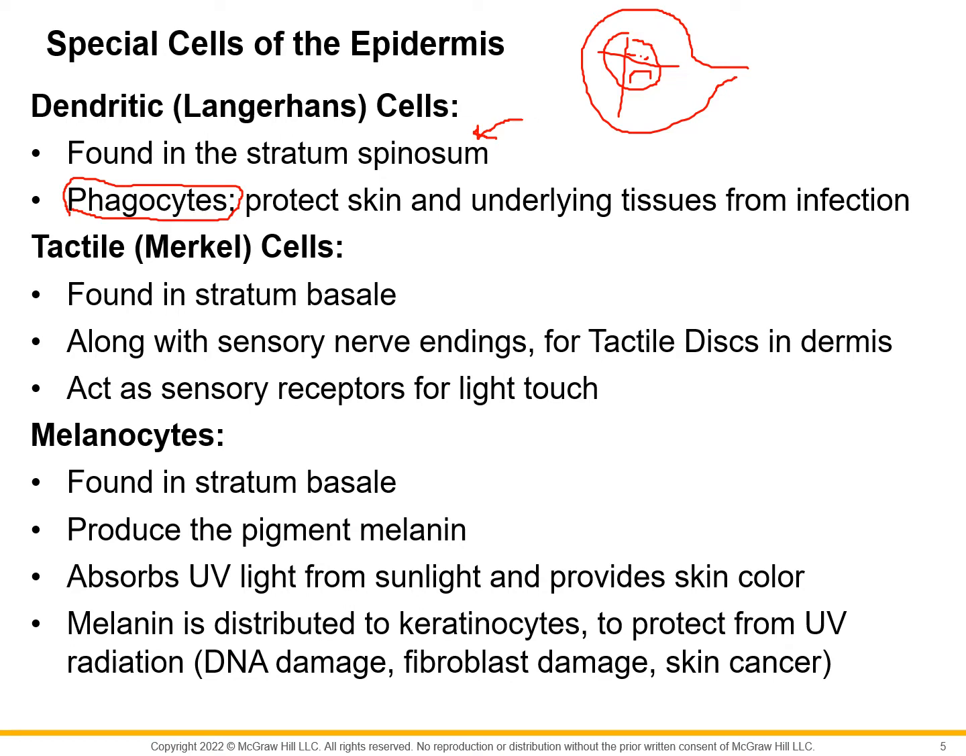The other type is called a tactile. Tactile means light touch. Now, please don't confuse this with the Meissner corpuscles, which are sometimes called tactile corpuscles, but they are called Meissner corpuscles.